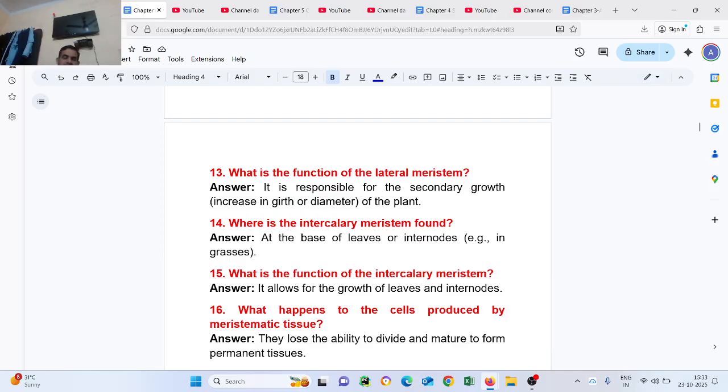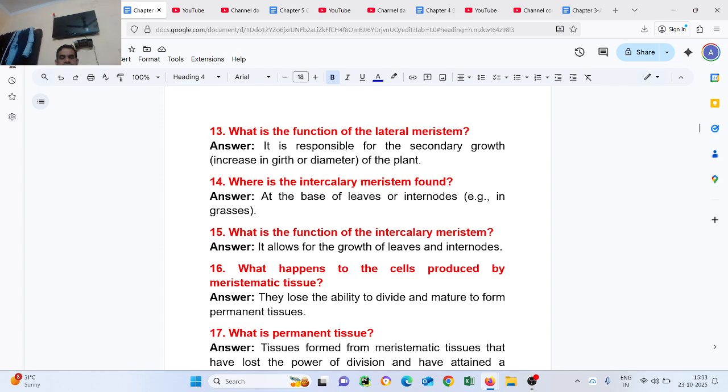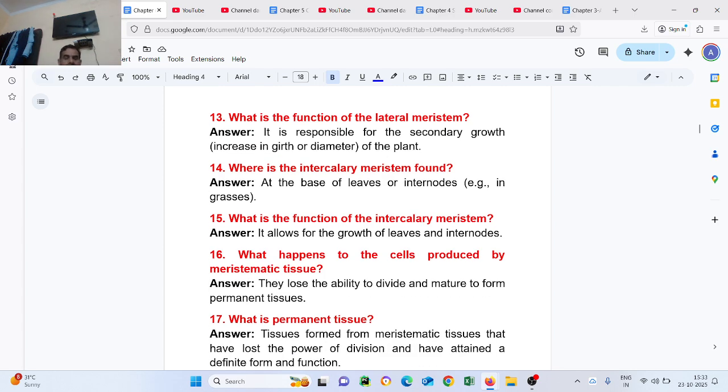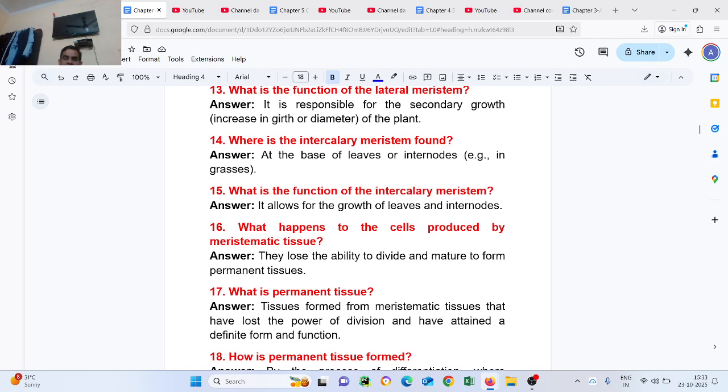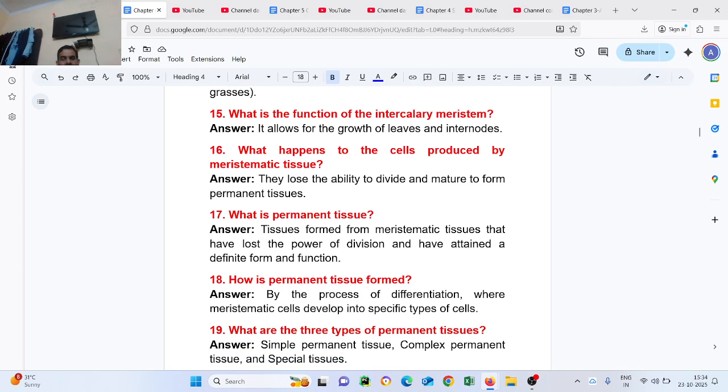Question number 16. What happens to the cells produced by the meristematic tissue? They lose the ability to divide and mature to form permanent tissue. Question number 17. What is permanent tissue? Tissue formed from the meristematic tissue that has lost the power of division and has attained a definite form or function. Question number 18. How is permanent tissue formed? By the process of differentiation, where the meristematic cells develop into a specific type of cell.